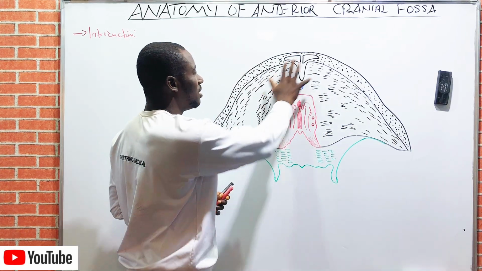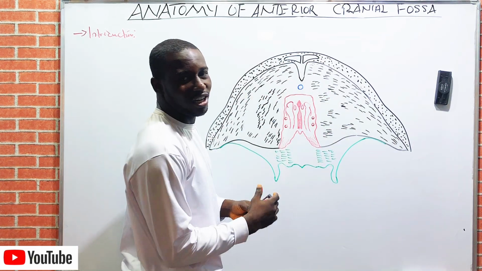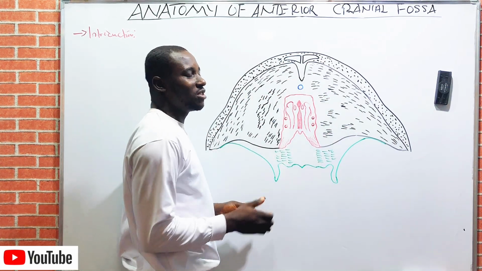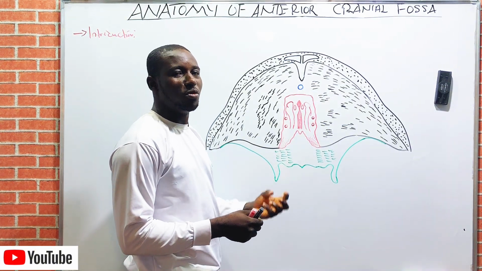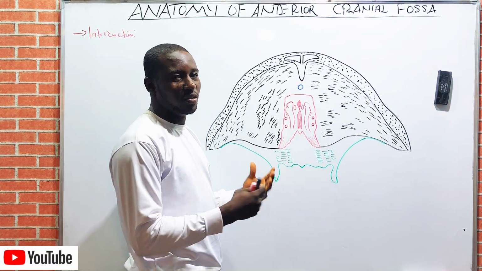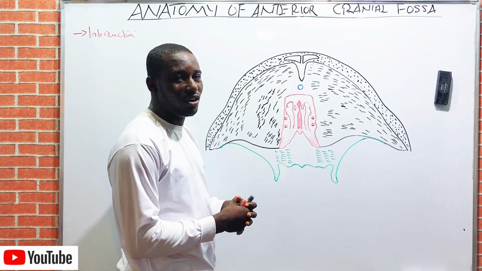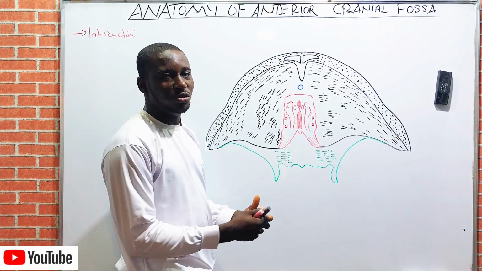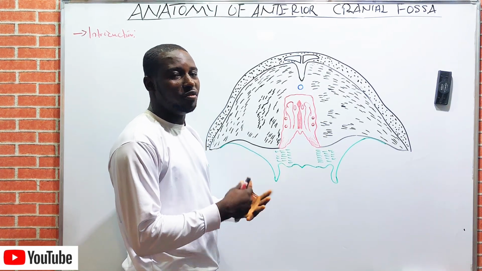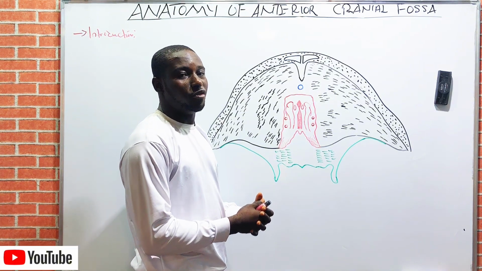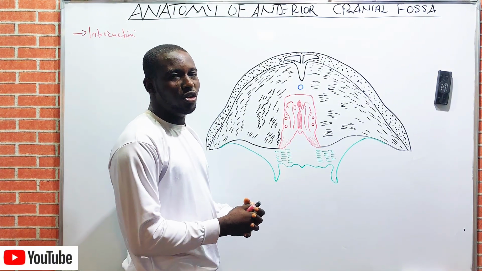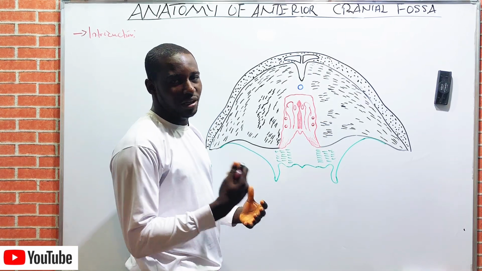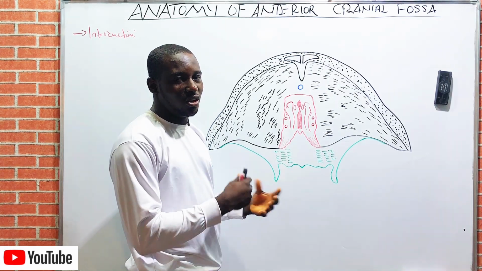This diagram depicts the anterior cranial fossa. The anterior cranial fossa is the most shallow and the superiormost part of all the three fossae we have in the cranial cavity, or the base of the skull. What does it do? It lodges the anterior inferior portion of the frontal lobe of the brain. That is what it lodges.